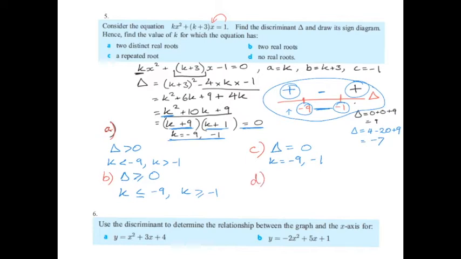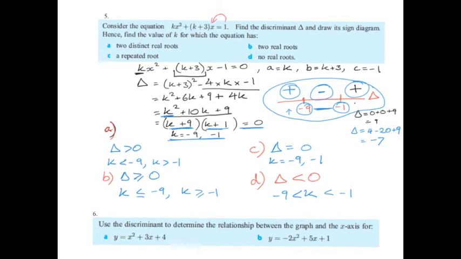And lastly, for D, no real roots at all. In other words, when is the discriminant negative? That's in the middle here, between -9 and -1. When k is between -9 and -1. I didn't put equal to, because that's when the discriminant equals 0, in which case it would have real roots. It would have two equal real roots. But I don't want that. I only want to know when the discriminant is less than 0.